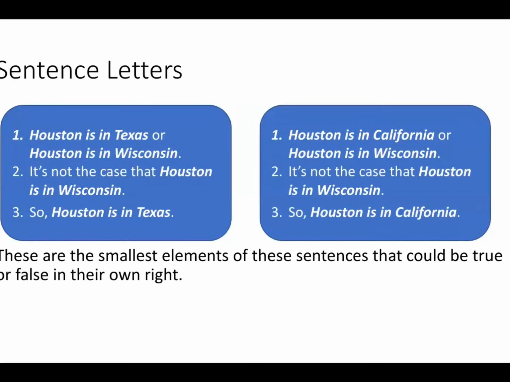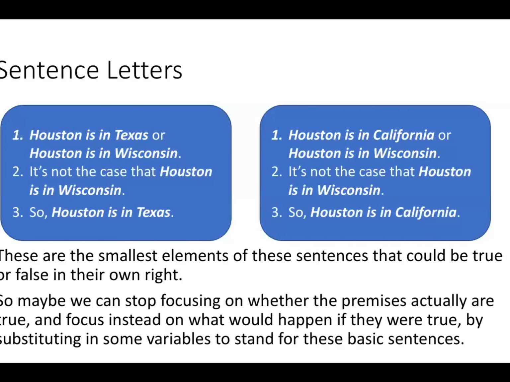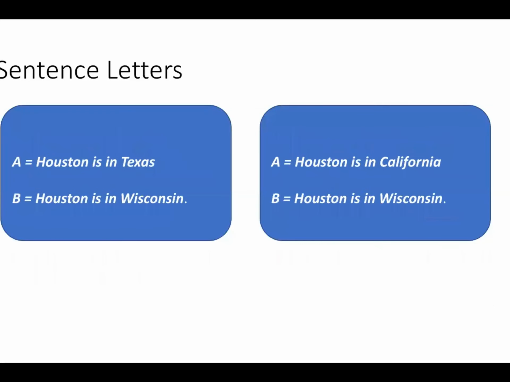The second argument has a similar kind of structure in that it consists of two small sentences combined together with a logical element. The first of these sentences is Houston is in California, and the other is Houston is in Wisconsin. So maybe we can stop focusing on whether the premises of these arguments actually are true and focus instead on what would happen if they were true by substituting in some variables to stand for these basic sentences. Maybe that will allow us to see the underlying structure that these arguments have in common. And so let's try that.